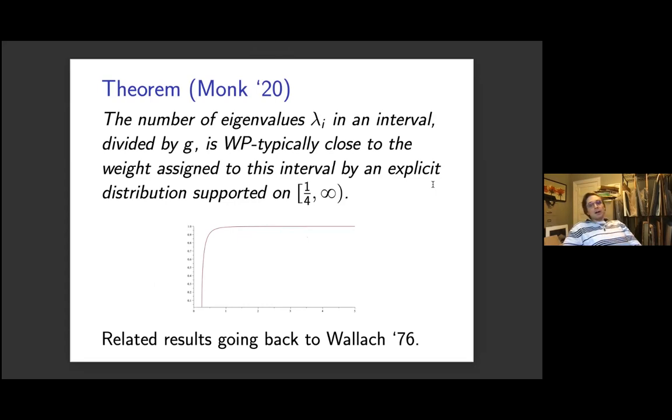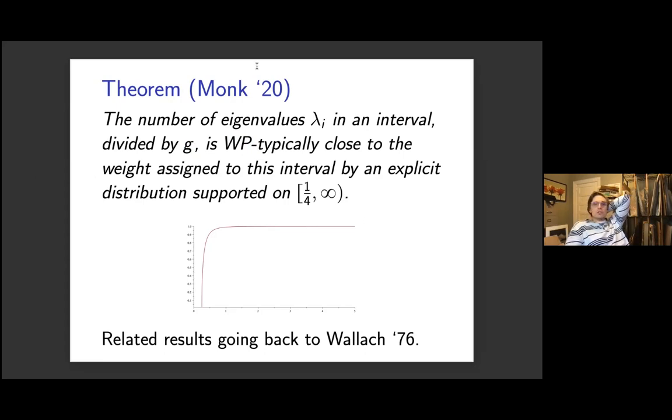What you can say is about the number of eigenvalues in an interval. And here you can't say proportion because there are infinitely many, but you just divide by the genus. So you fix some interval from A to B, and you say how many lambda i lie in that interval. And then you divide by g. You pick a random surface and let g go to infinity. So if you pick a Weil-Petersen random surface, WP stands for Weil-Petersen, typically, if you look at a Weil-Petersen high genus surface, it's close to the weight assigned to this interval by an explicit distribution supported on the interval from a quarter to infinity.